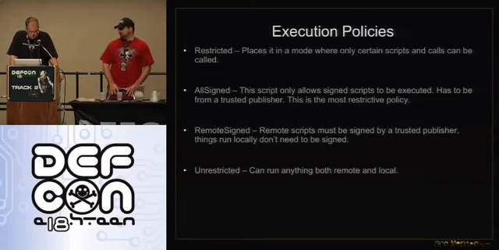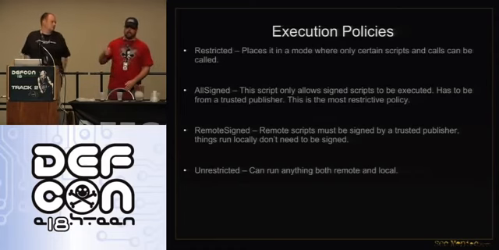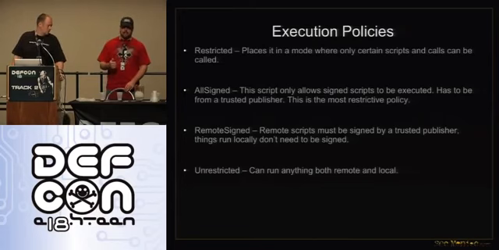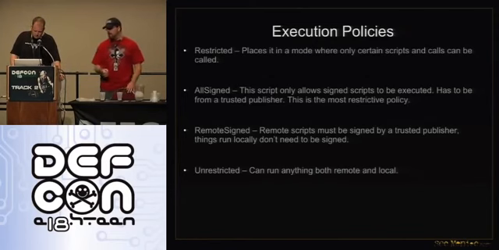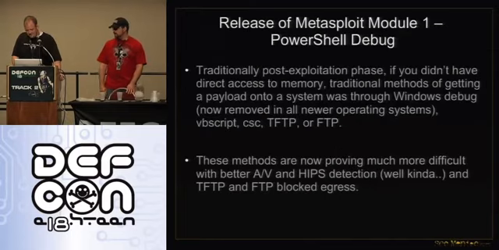The other one's RemoteSigned, so anything you download from the internet, it creates an alternate data stream and will let PowerShell know that it's been downloaded from the internet, and if it's not been signed, it will not execute, but you can still execute your own scripts that you've written. And then unrestricted is unrestricted. You can execute any PowerShell script that you want. So it's unrestricted? That's what I heard. Okay. Sorry, I was confused.